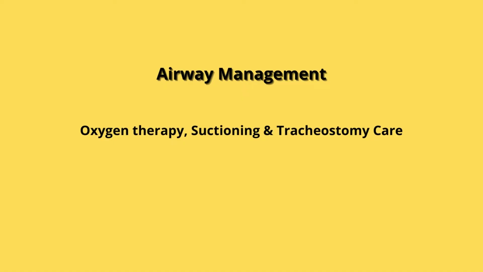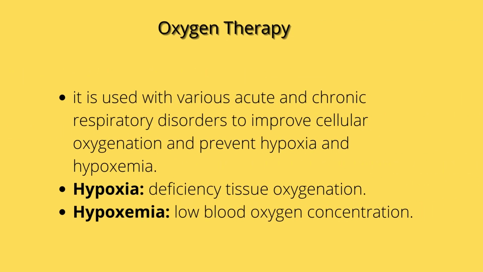Since this is our respiratory series, it wouldn't be right if we don't talk about airway management. And there are various ways of airway management, and they include oxygen therapy, suctioning, as well as tracheostomy care. So, oxygen therapy. It is used with various acute and chronic respiratory disorders to improve cellular oxygenation and prevent hypoxia and hypoxemia. So, what is hypoxia?